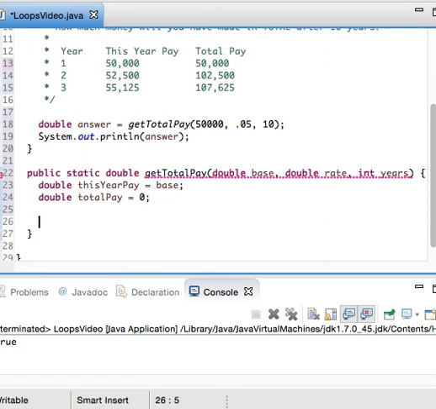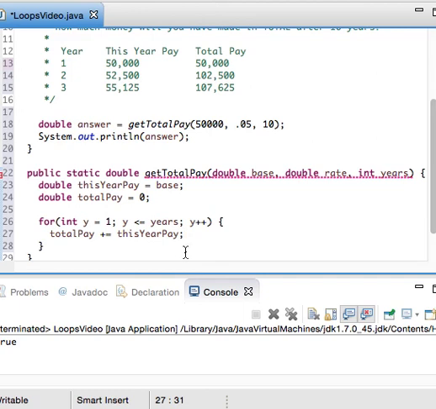And then I'm going to represent the year we're on in the loop. So I'm going to have int y equal to 1, y less than or equal to the number of years, so using that parameter, and then y plus plus. So I'm going to be doing my calculation the correct number of years. So what I'll do in the loop is I'm going to increase the total pay by this year's pay. Seems pretty simple, right? Whatever I make for the first year is what my total pay should be increased by. So I do need plus equals.